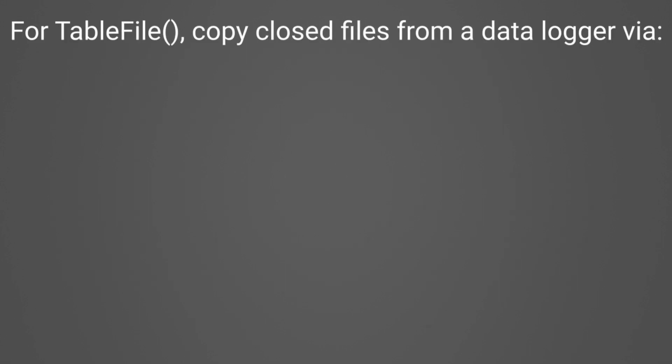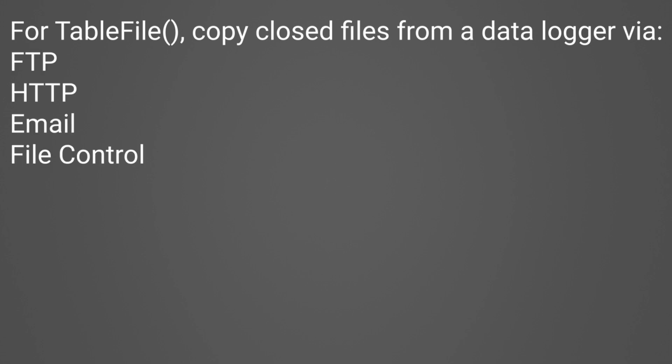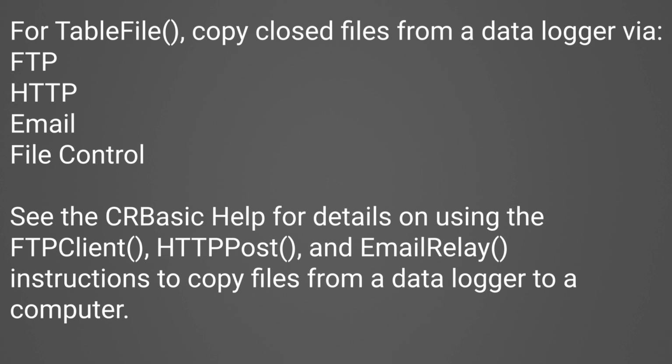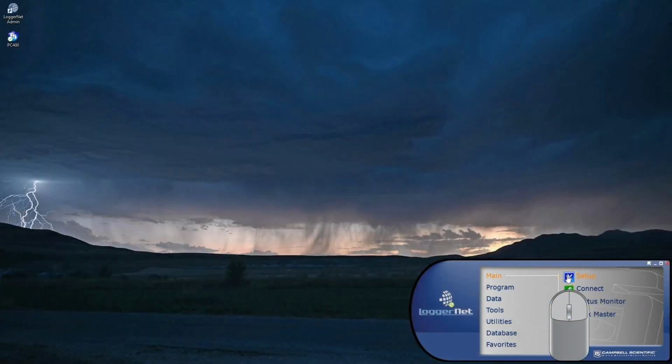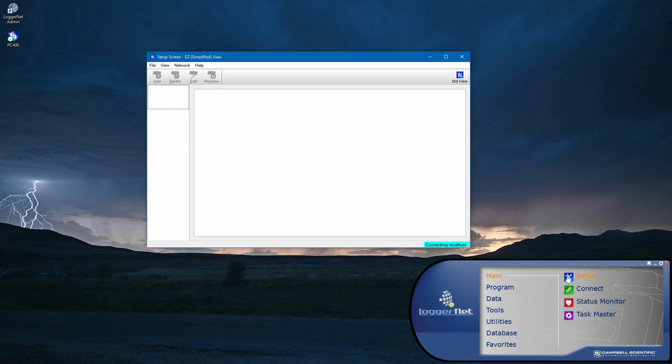For table file, after a file on a card is closed, it can be copied from a data logger via FTP, HTTP, email, or file control. See the CRBasic help for details on using the FTP client, HTTP post, and email relay instructions to copy files from a data logger to a computer. Files on the card can also be collected using the LoggerNet File Retrieval tab.